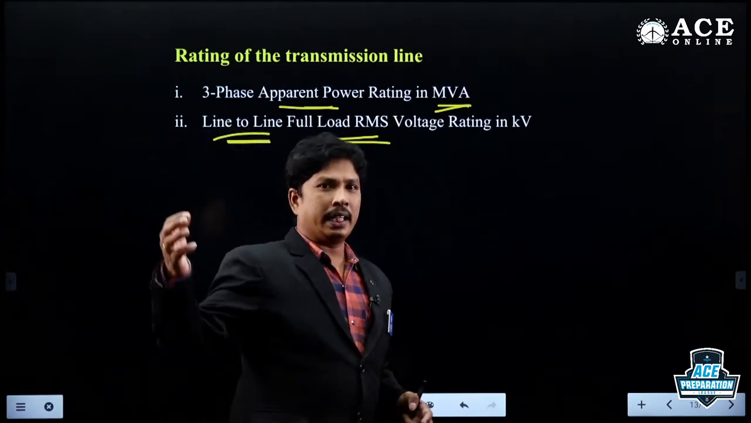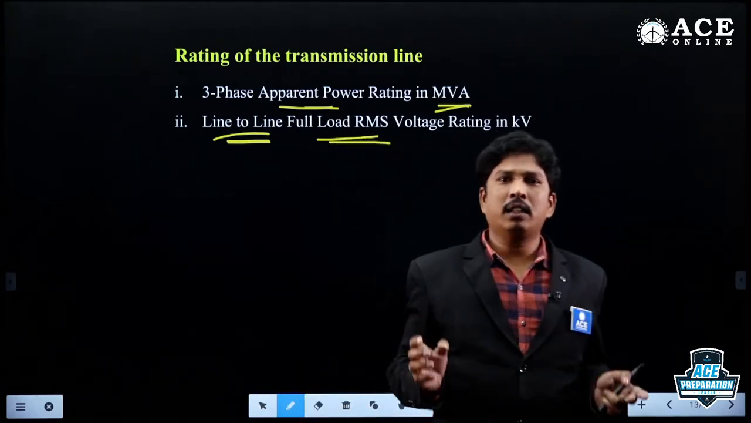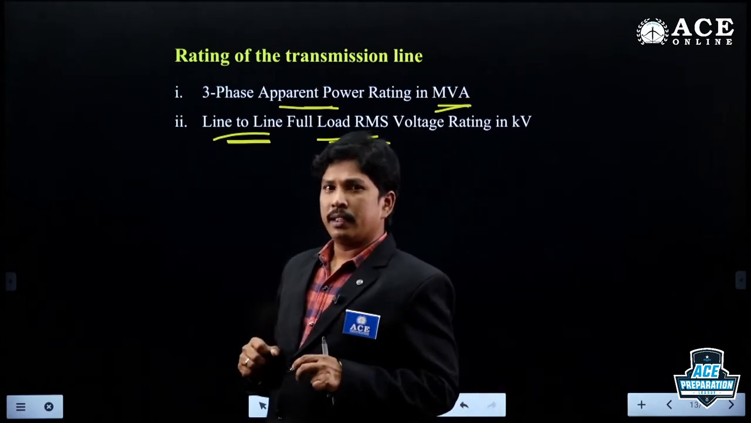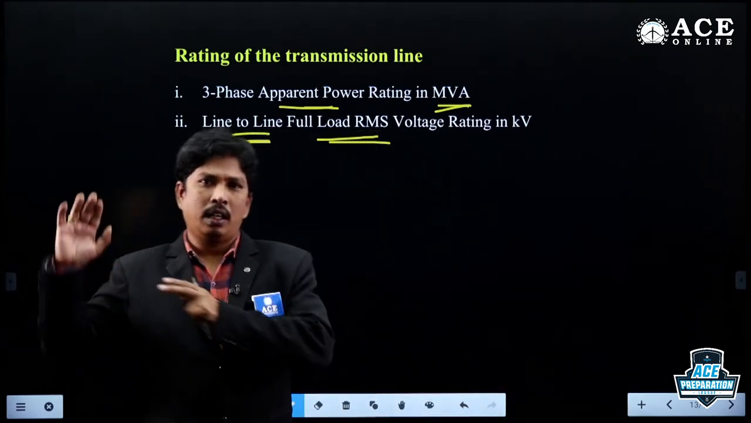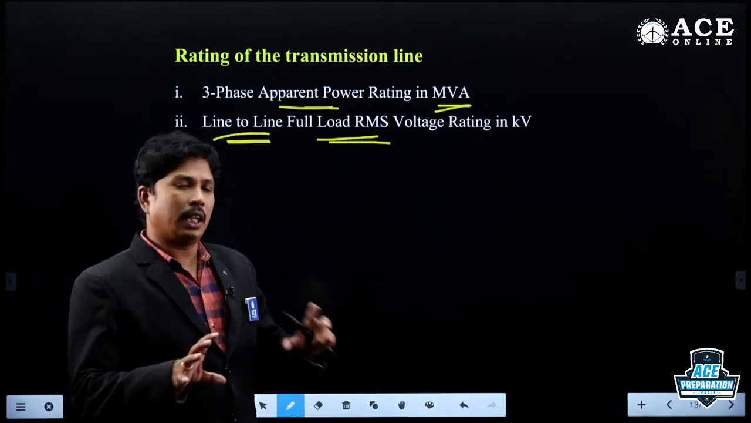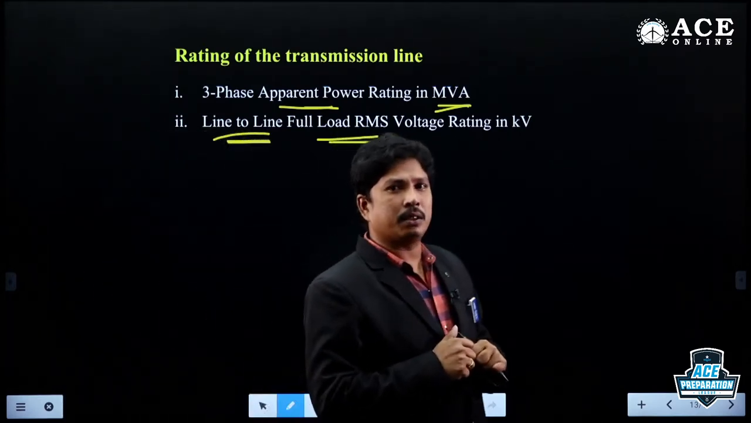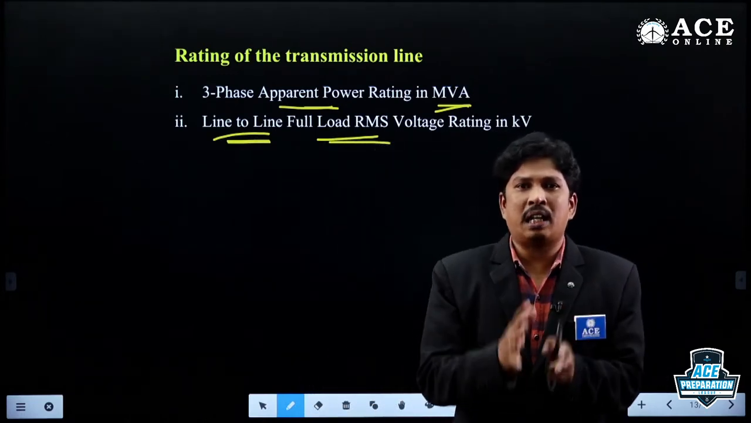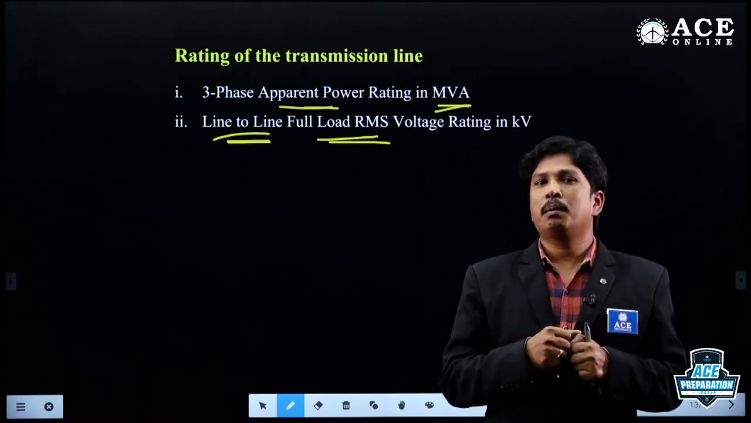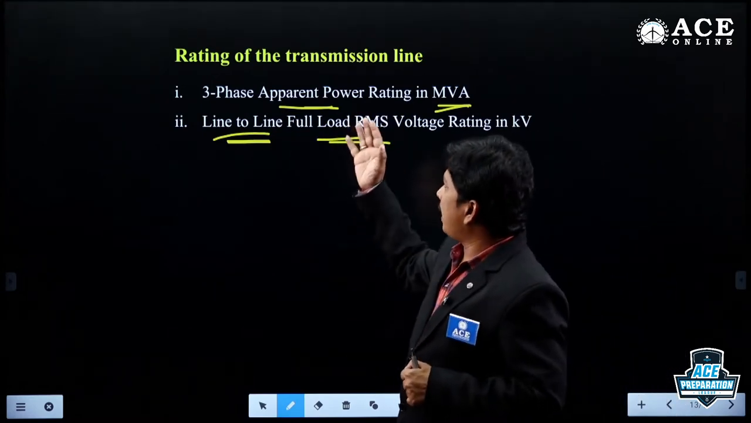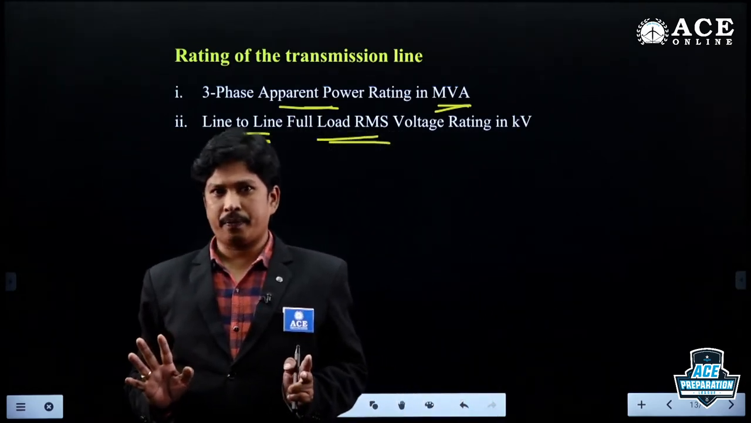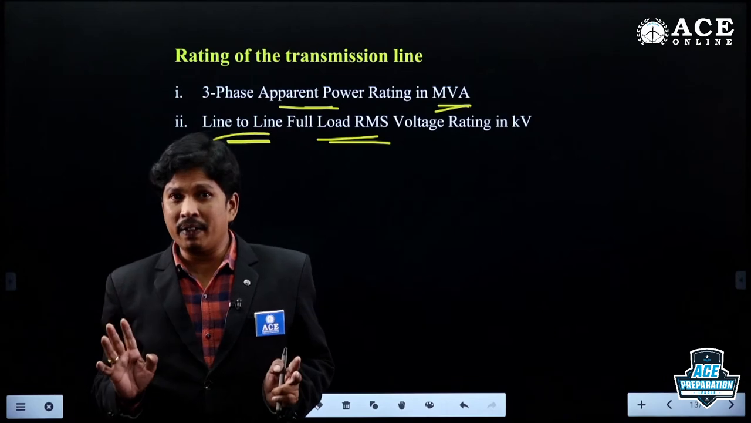So whenever the load current increases, the drop in the transmission line increases. Therefore, there will be change in the terminal voltage of the transmission line. Therefore, for transmission line voltage rating also, connect the full load and give the rating. So that for transmission line also, we are giving the full load RMS voltage rating, line to line, in a three-phase power system. So it's a line to line full load RMS voltage rating for a transmission line. Clear everyone?